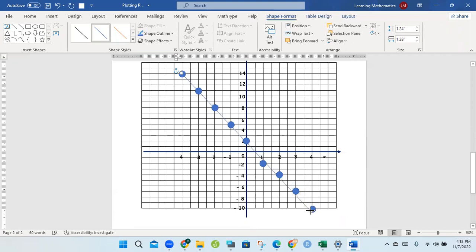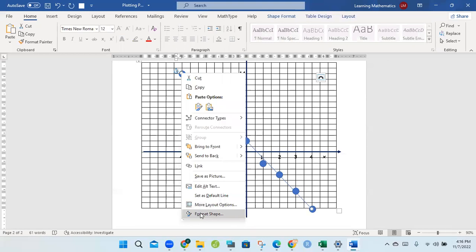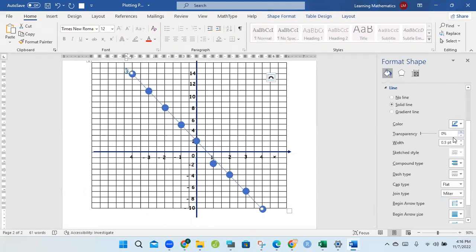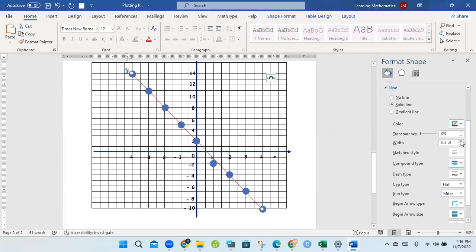Okay, and right click on it so that we can make it a little bit more visible. Format shape. And change the color, a bit more visible, and thickness. And there you have it. As you can see, this point must adjust a little bit.